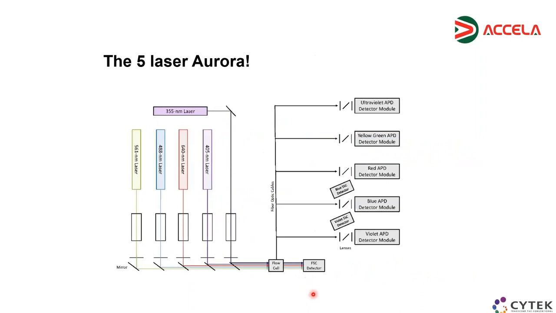We spoke about the three laser, but as I mentioned, the bigger brother Aurora goes up to 5 lasers. So here the optical path is quite similar. There is an increase in the number of lasers with the addition of 561 and 355, and in the number of detectors. As you might notice, for all the 3 and 5 laser instruments, we have 2 side scatter detectors at the same time.